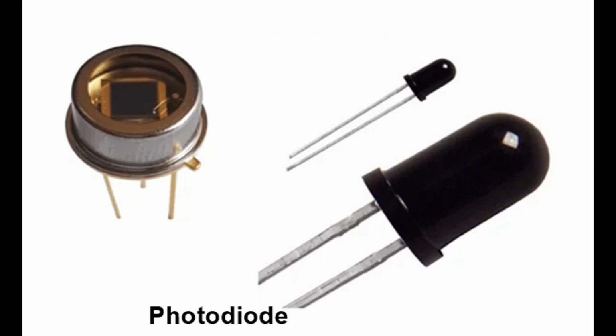5. Dark current. Dark current is the small current that flows through the photodiode even in the absence of light. It is caused by the thermal generation of electron-hole pairs and depends on the material and operating temperature.